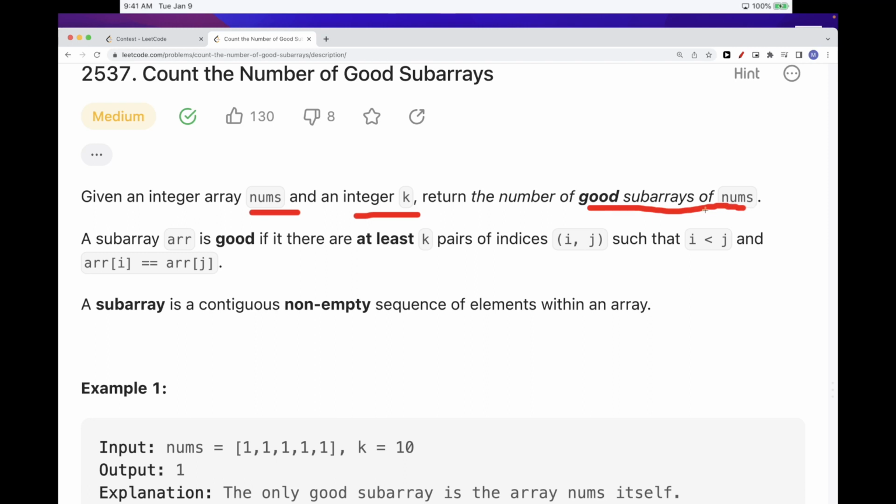Now, what is the definition of a good subarray? A subarray is good if there are at least k pairs of indices where one of them is smaller than the other, such that the values are equal. Okay, so we need k pairs of just different positions with values that are equal to each other.